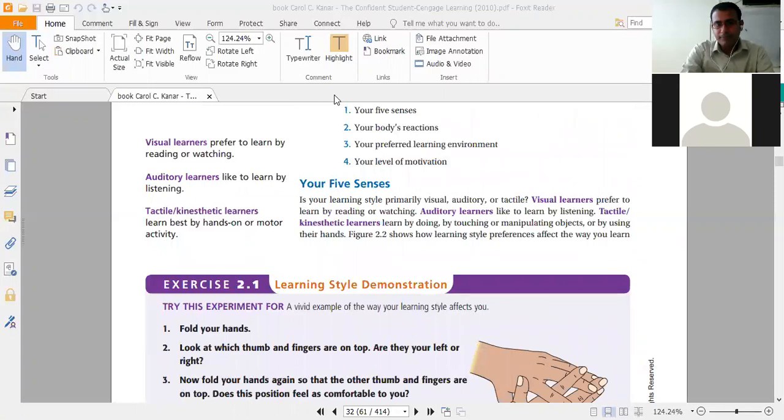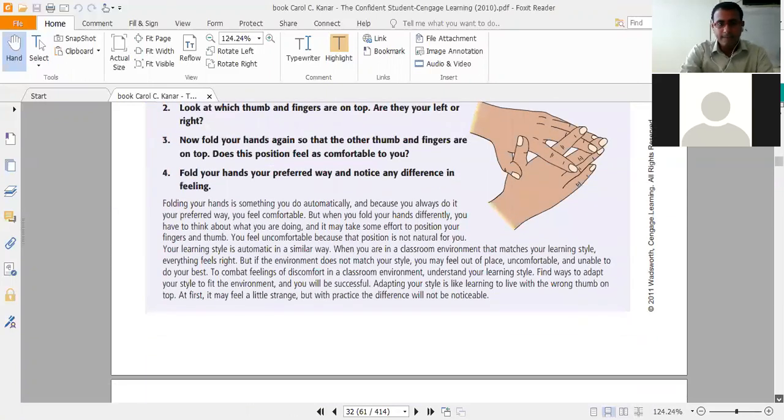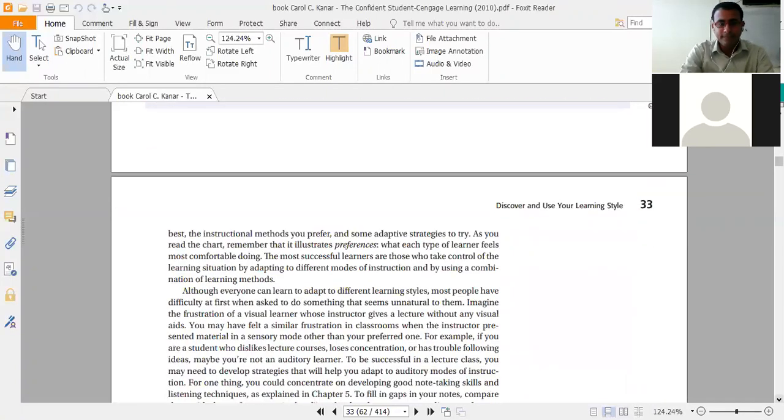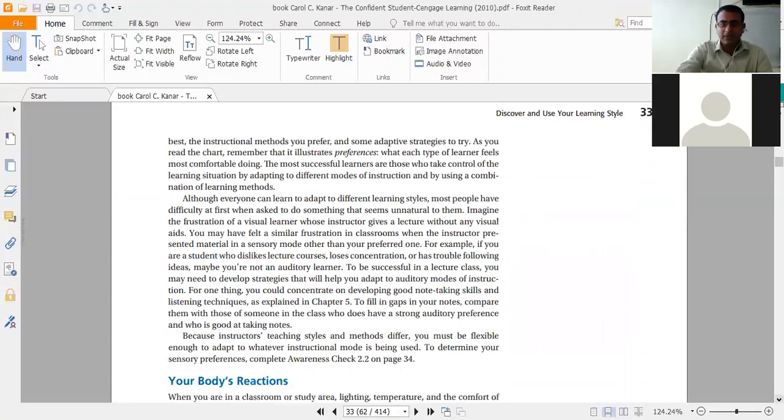Okay, so learning style preferences affect the way you learn best, the instructional methods you prefer, and some adaptive strategies to try. As you read the chart, remember that it explains preferences, what each type of learner feels most comfortable doing. The most successful learners are those who take control of the learning situation by changing to different modes of instruction and by using a combination of learning methods.